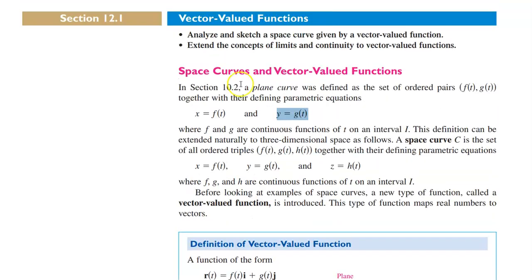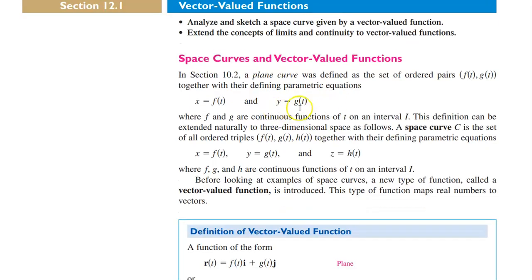And when you're dealing with space curves, you might be able to predict that all you want to do is extend this into the third dimension. And you can probably also predict that if you run x and y, you're going to move on to z next. If you run f and g, you're going to move on to h. And that's precisely how we do it. You're just adding another parameter now, z equals h of t.